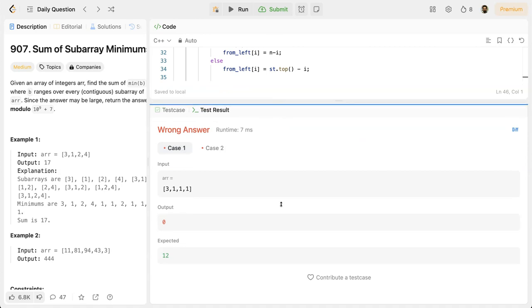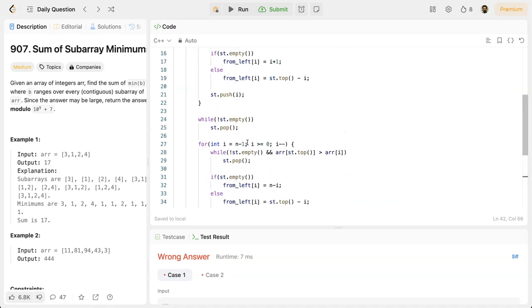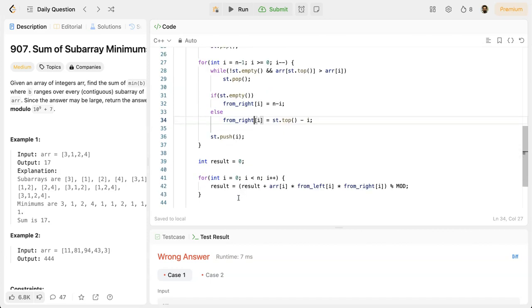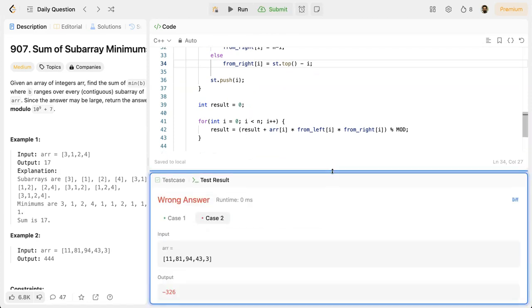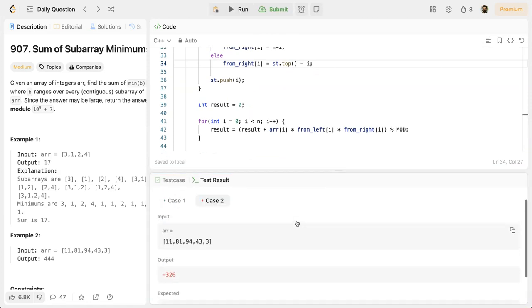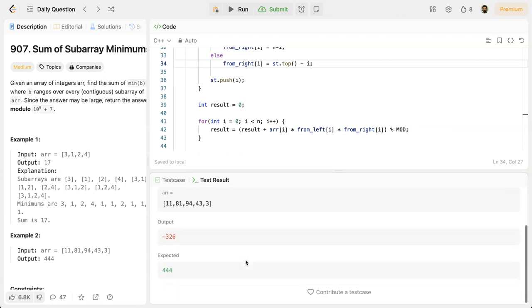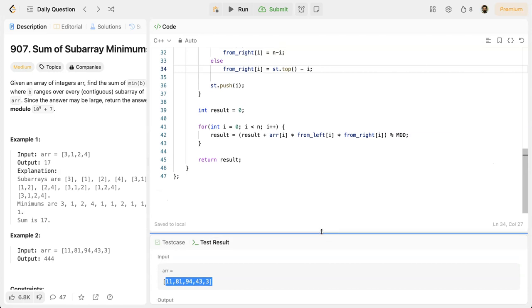So both of them are 0. Result, r of i, from left, from right. Okay, oh sorry. This should be from right. Do not copy paste. From right and from right. Okay. And wrong answer. This is good, but this one is not good. Output negative 326. This is not negative, this is positive.